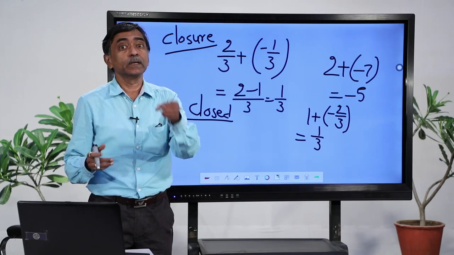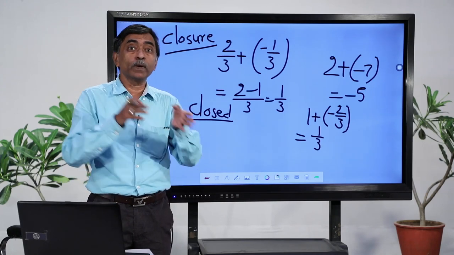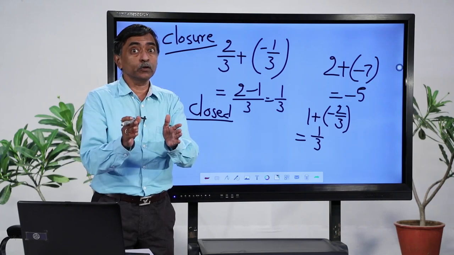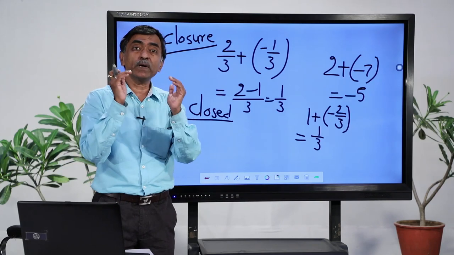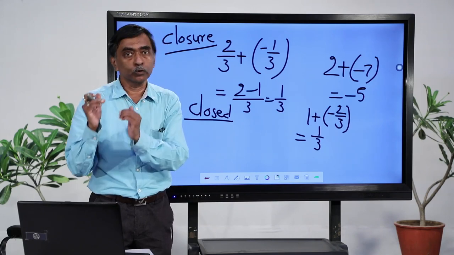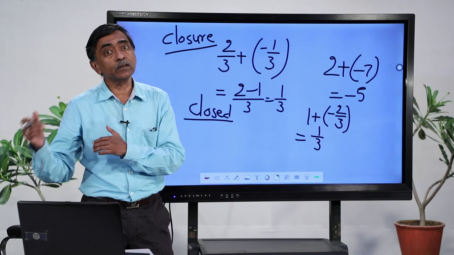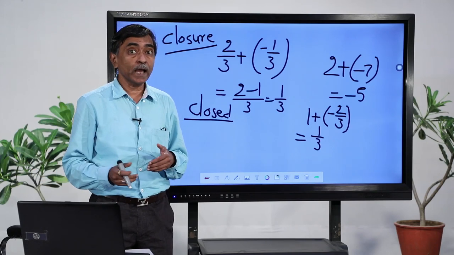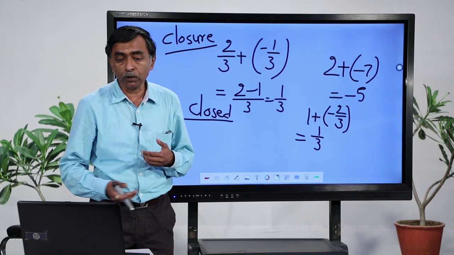Take two whole numbers, try to add it. Don't take one whole number and one integer. Whatever numbers you are taking, they should be from the same collection of numbers. Either both of them should be whole numbers, or both of them should be integers, and so on and so forth. What will happen if I talk about subtraction of numbers?